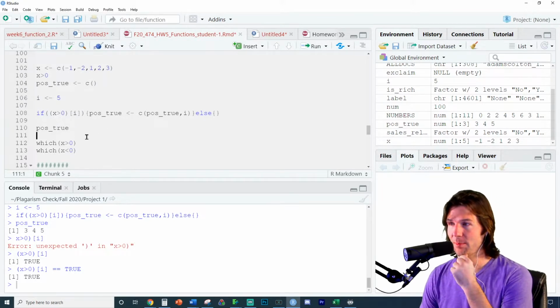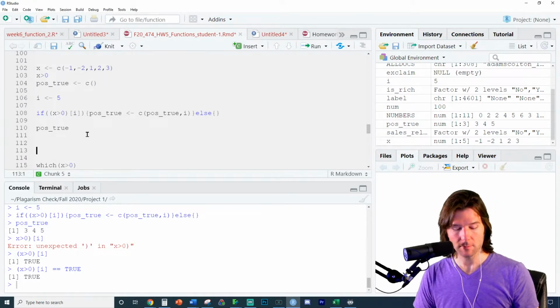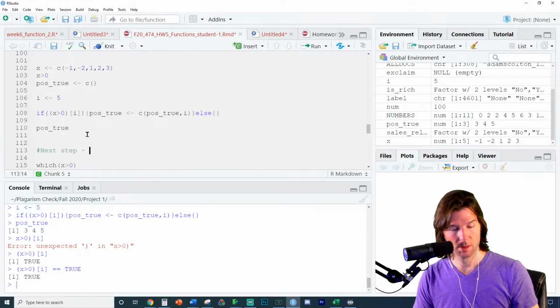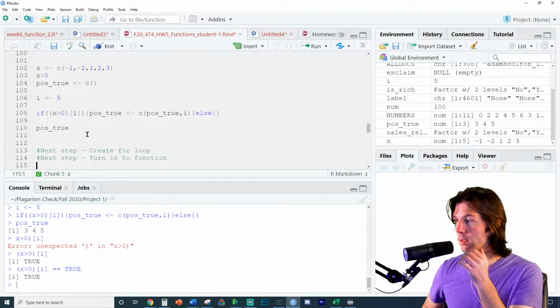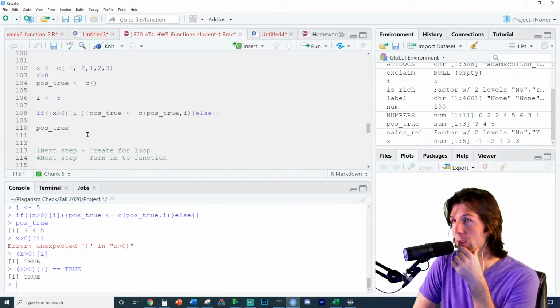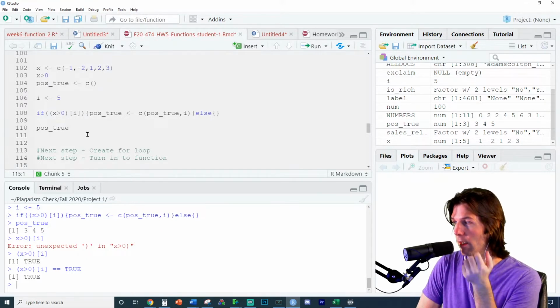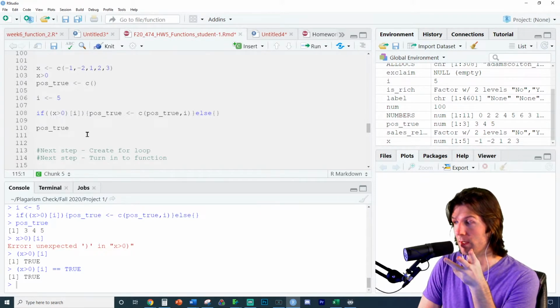From the next step, let's put next steps on here. Next step, create for loop. Next step, turn into function. And that's it. So we'd put this into our for loop and make sure the for loop runs. And then we'd put this into a function and then make sure the function runs.